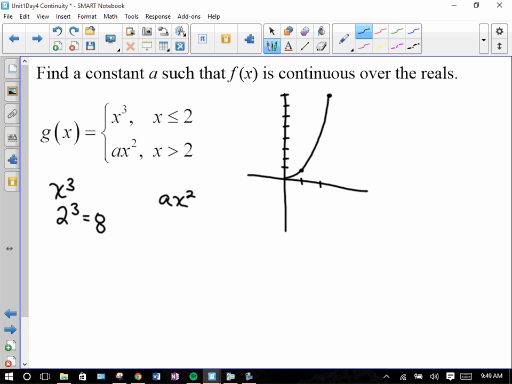Wait, for the graph real quick, did you just put like 1, 1? You just put it there? Well, it's because 1 cubed is 1, so that's how you know.